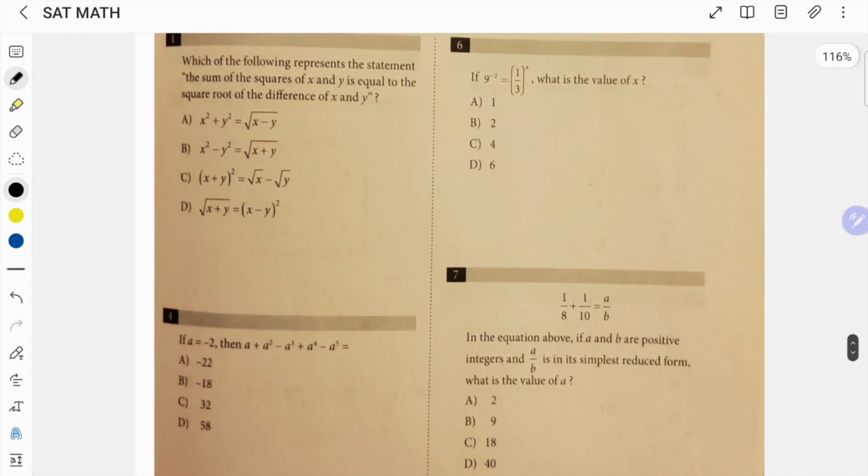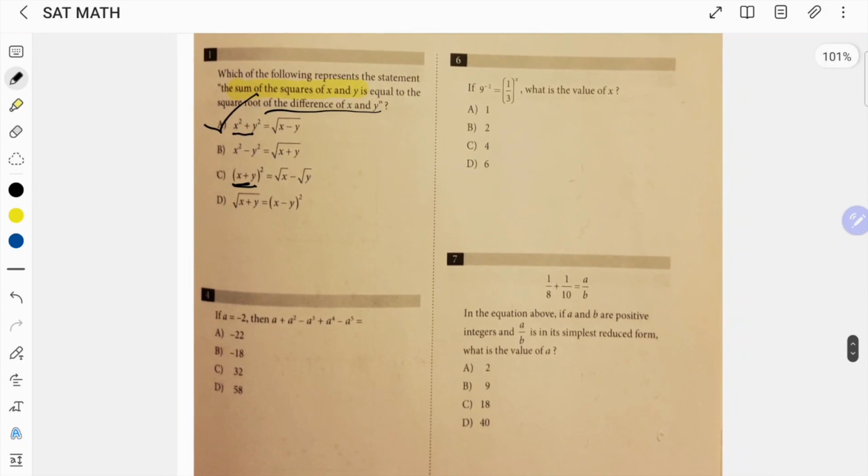Which of the following represents the statement, the sum of squares of x and y is equal to the square root of the difference of x and y? Alright, so here the keywords are sum of squares of x and y. First, directly search for the sum of squares. Alright, these can be the sum of squares. This cannot be the sum of squares because this is the sum of x and y which is squared. So instead of looking at the rest of this, we can directly know that the correct option is option A.